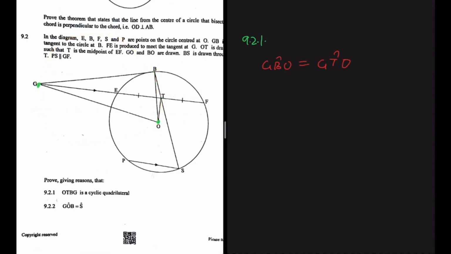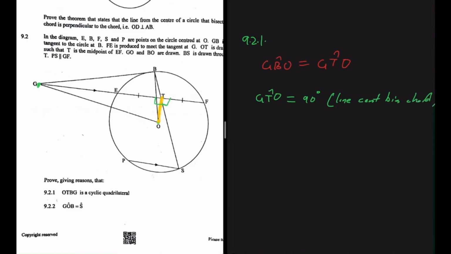So very quickly, you can see here that this line from the center is cutting the line EF in half, right? If it cuts the line EF in half, then this angle here should be 90 and this angle here should also be 90. So what are we saying? We're saying that GTO is equal to 90 degrees, right? The line from the center is bisecting the chord, so that angle there should be 90 degrees.